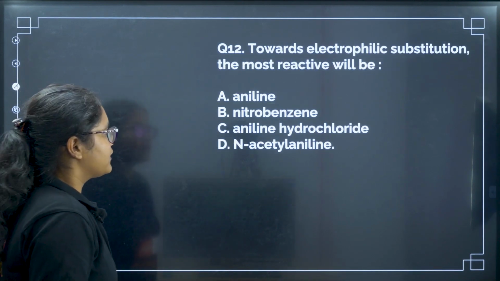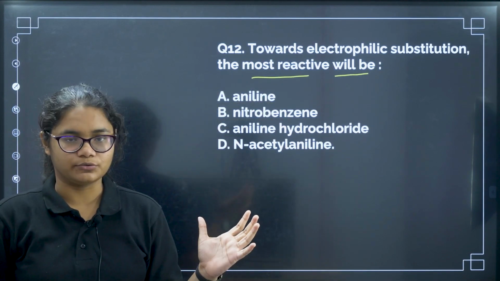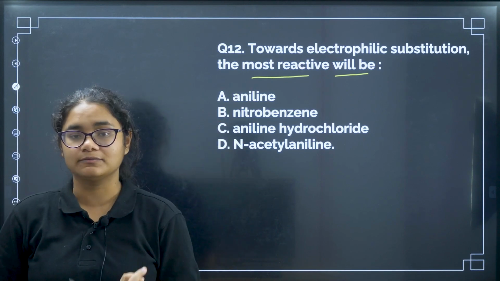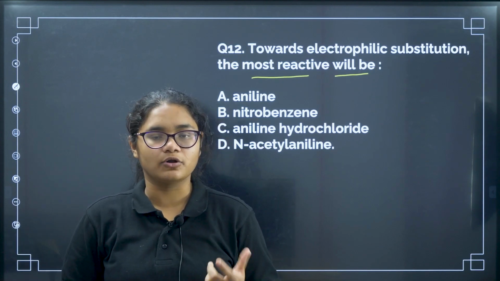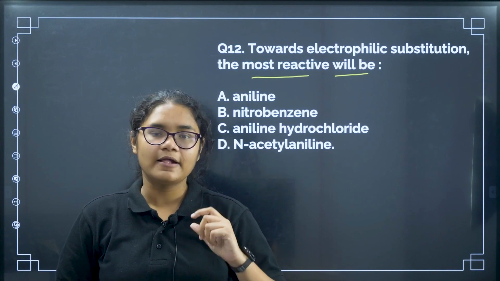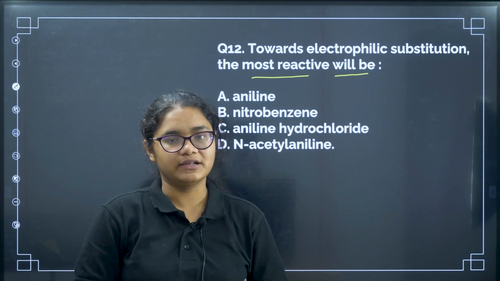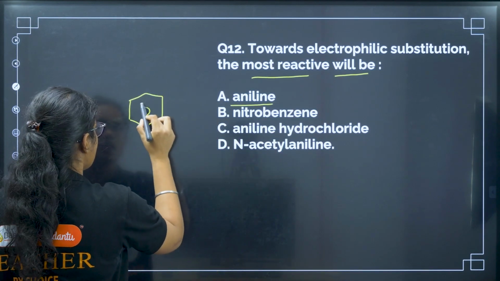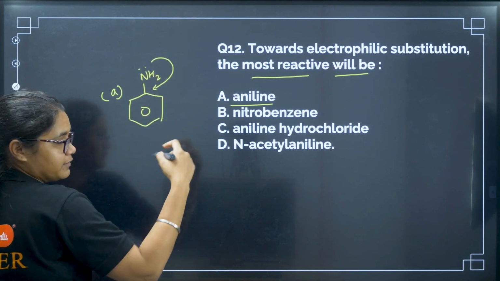Next, towards electrophilic substitution, the most reactive will be. See, if we want to do electrophilic substitution, the reactant must be nucleophilic, right? So in which of the following options the reactant is more nucleophilic, that will react faster. Now how do we know whether the compound is nucleophilic or not? If we have any electron donating group which can increase the electron density in the ring, then this ring is more nucleophilic and will react faster with electrophilic substitution. Now aniline has an electron donating group, it will increase the ring density, so it will be more reactive.